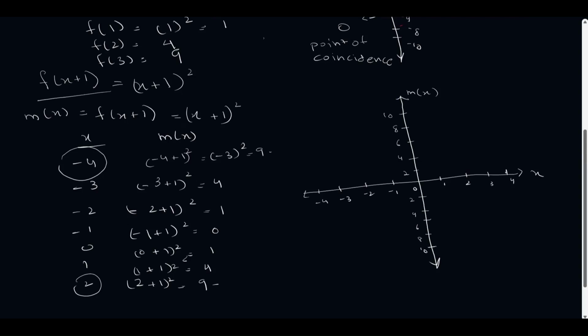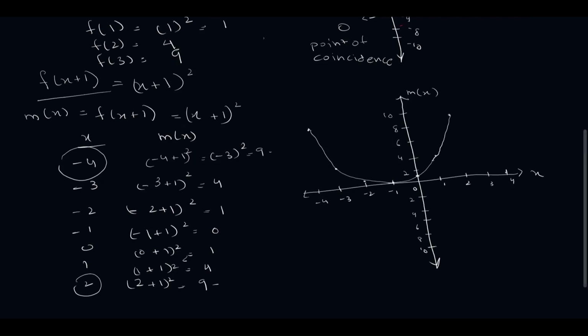At -4, the value is 9, so it will go somewhere here. Then at -3, the value is 4, which will go somewhere here. Then at -2, we have the value 1, which will go somewhere here. Then at -1, we have 0. Then at 0, we have 1 again, so somewhere in between here. Then at 1, we have 4. And at 2, we have 9. It will come here. Now let's try to plot this.